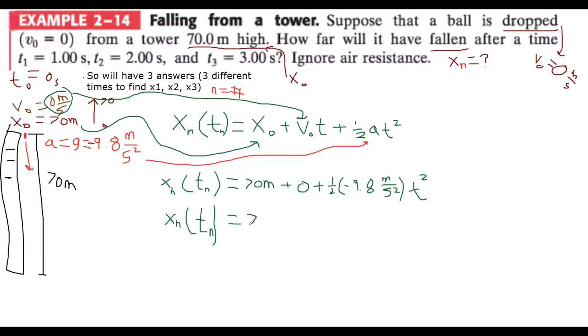Then you're just going to simplify, right? You have your 70 meters, which is your x naught. Because of how we defined it, that one's not going to change at all. And then if you divide this by 2, that's going to be negative 4.9, t squared. Cool. So then that's your equation. From there, you're just going to plug in the different t's. I'm going to erase something. You guys got all this.